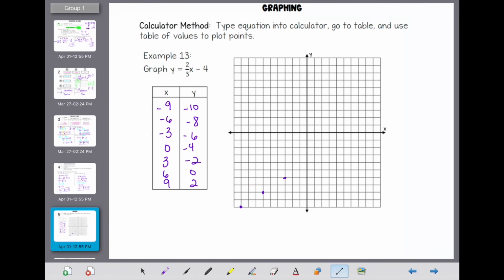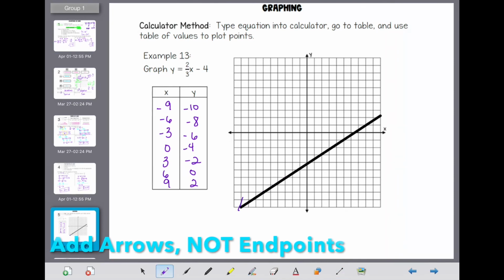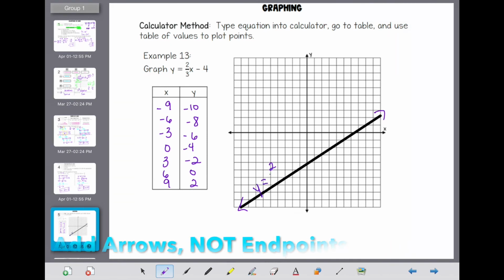So you need a minimum of 3 points to get a straight line, and once I have that, then I can graph my line and make sure, because it's a line, it goes on forever. We add endpoints, and it's a good habit to label your line with the equation.